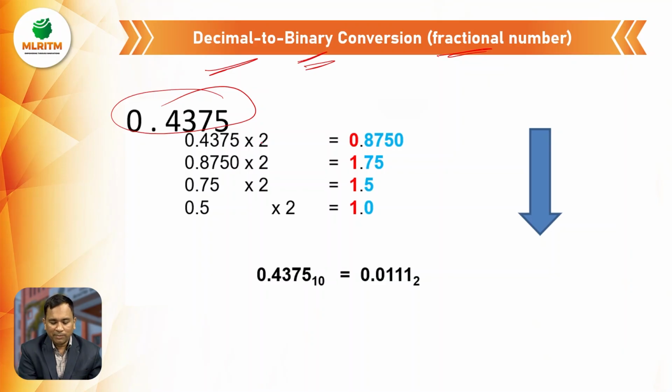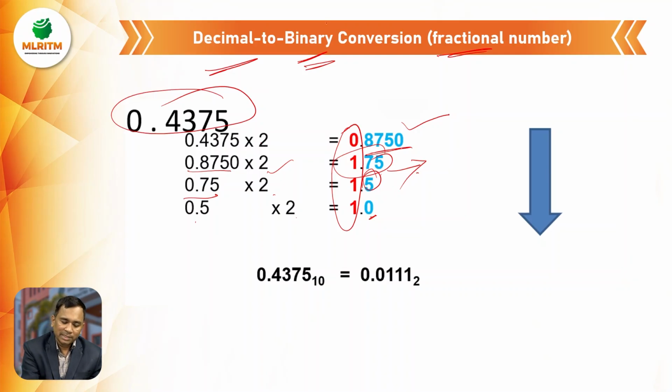We multiply with 2: 0.4375 times 2 gives 0.875. Next, 0.875 times 2 gives 1.75. The same 0.75 I'm taking here times 2 gives 1.5, and again 0.5 times 2 gives 1.0. So finally I got 0 at this position, and I'm stopping. So finally my output value is 0.111. 0.111 is my value.